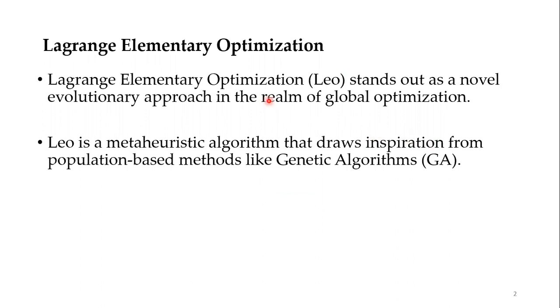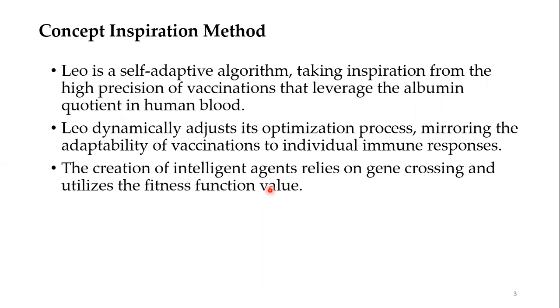So Lagrange Elementary Optimization is a new algorithm that stands out as a novel evolutionary approach in the world of global optimization. LEO is a metaheuristic algorithm. It takes its inspiration from the genetic algorithm, which is a very popular algorithm. LEO is a self-adaptive algorithm that takes its inspiration from high precision of vaccination that leverages the albumin quotient in human blood.